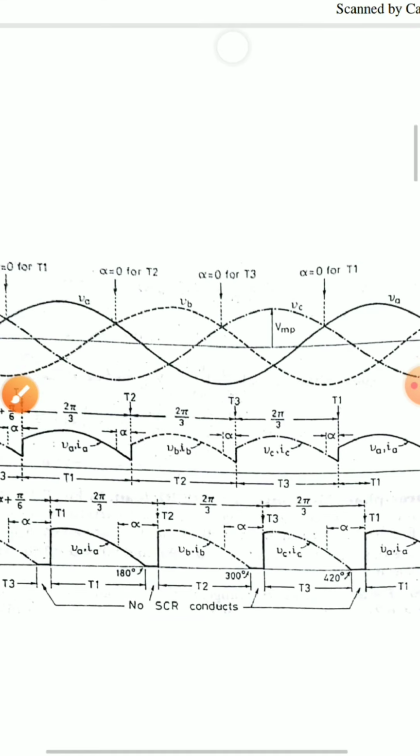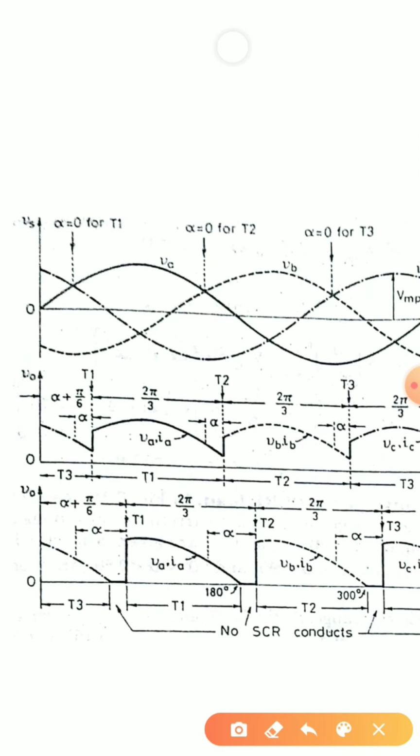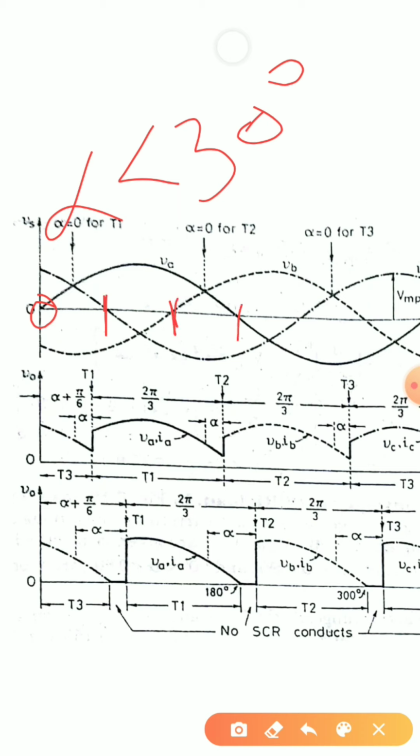Now here there are 2 scenarios. The first scenario is if the alpha angle, the firing pulse that I am giving, is less than 30 degree. Let us see, this is 0 degree, this is 60, 120 and 180. So 30 degree will be something here. So if the firing pulse is given at less than 30 degree, let me take it to be here, I am giving the firing pulse less than 30 degree.